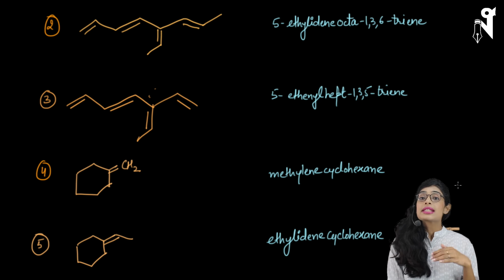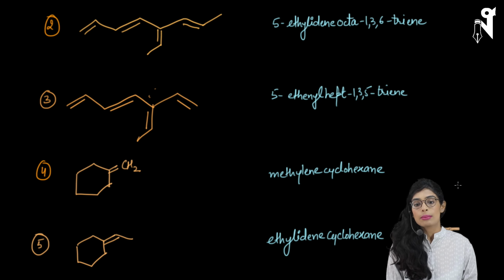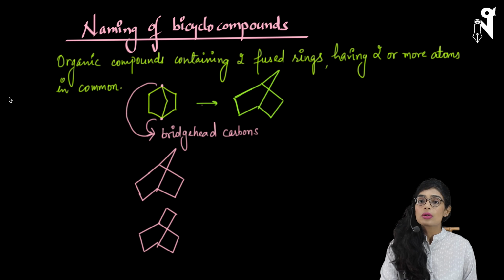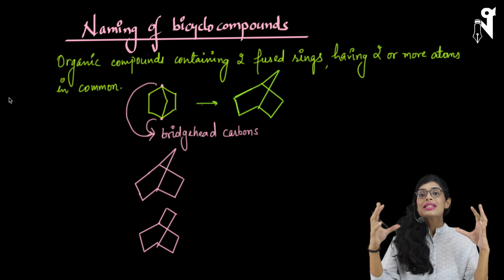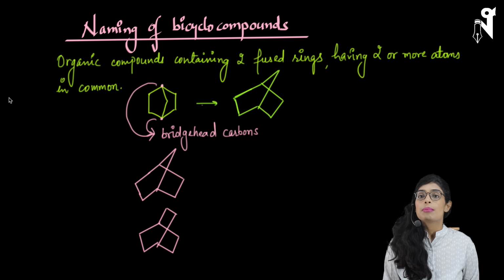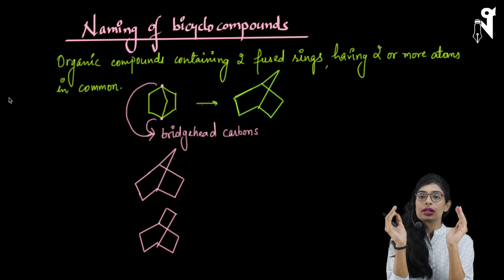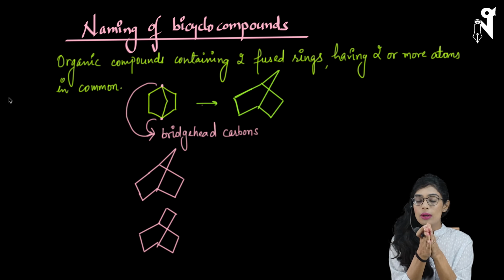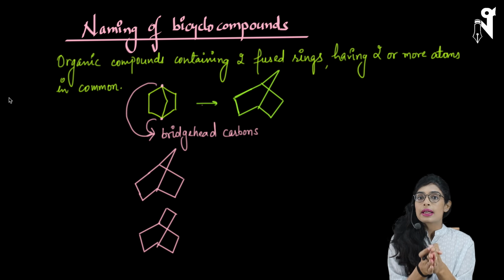Now we'll be talking about the next type of cyclic compound, that is bicyclo compounds. So now we are talking about bicyclo compounds. What exactly are bicyclo compounds? Basically, 2 cyclic rings when they are fused together will be called bicyclo compounds. So basically 2 cyclic chains connected together through the same wall will be called bicyclo compounds.